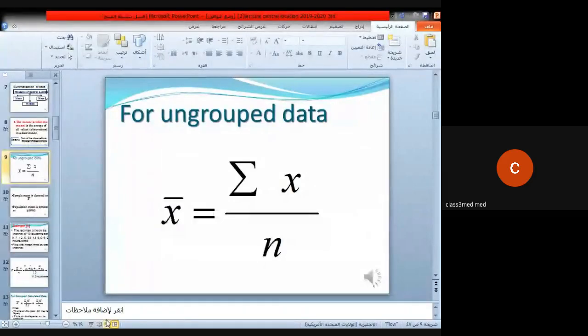And this summation means the sum of all the observations. We add them up and divide by the number of observations. So as for ungrouped data, the mean is calculated by this formula: summation of all the observations divided by the total number of observations.